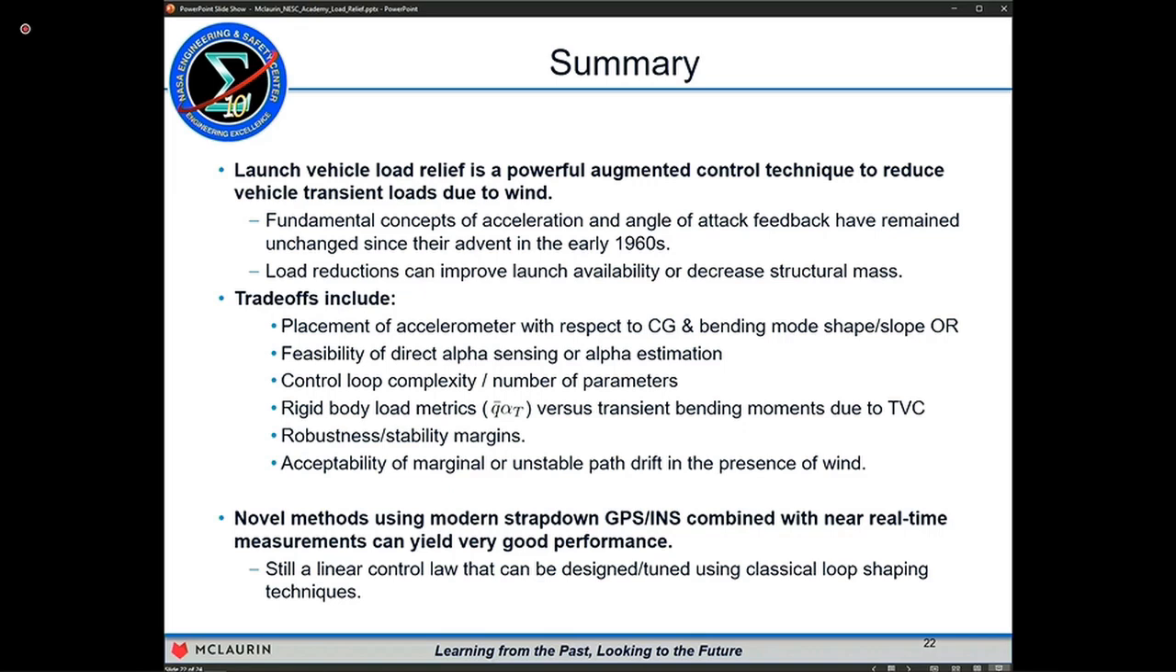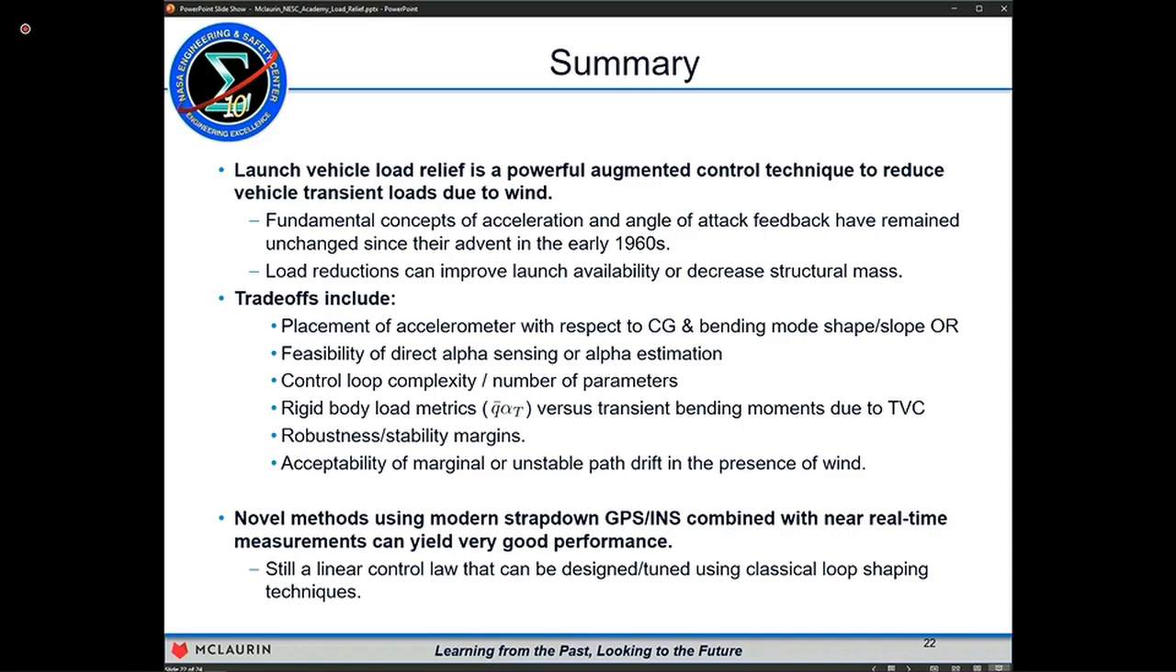Now there are some areas where we can potentially improve, and that's what we've been looking at lately. Ultimately, what's the goal? Reductions in loads improve margins, they improve safety, and ultimately they can reduce structural mass, which can improve launch vehicle performance.